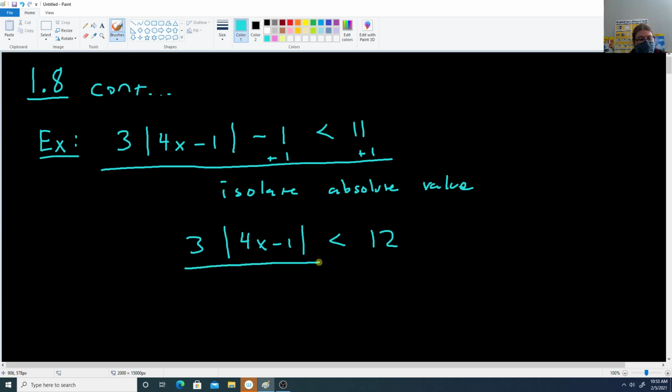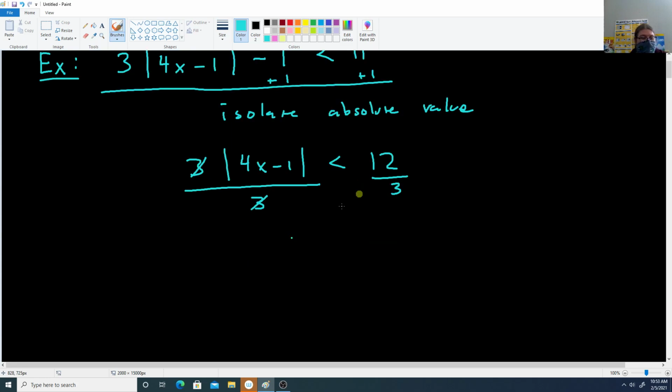Second, we're going to divide both sides by 3. So the 3's will cancel here. Now we get our absolute value by itself, and we've got that it's less than 4. So this is a less than inequality where the absolute value is the smaller amount. So its absolute value is less than 4, so 4 is the larger amount. So this turns into the triple inequality type that we saw earlier.